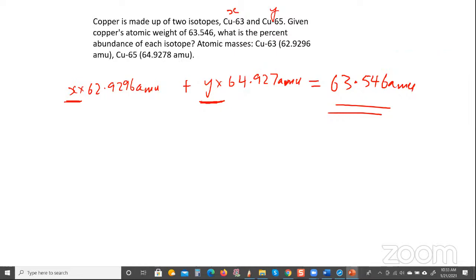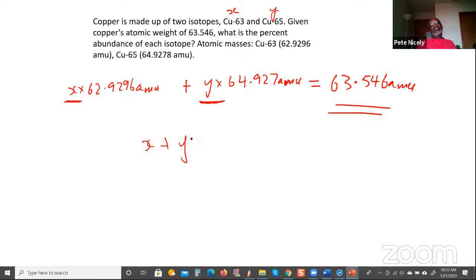I'm going to take a guess. Is it X plus Y equals 63.54? No. You're halfway there, or maybe more than halfway. It is X plus Y equals something. So the question is, what is that something?